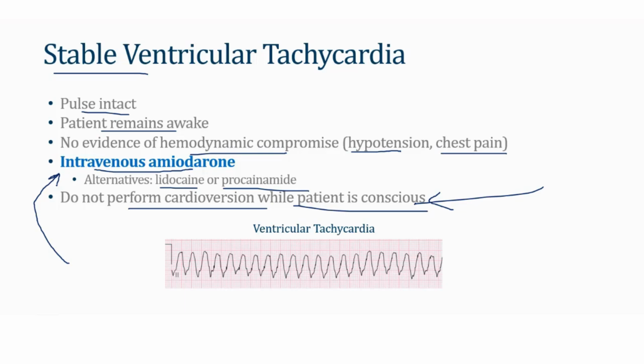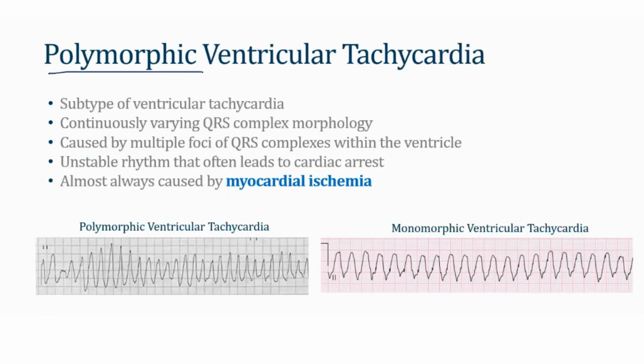But the important thing is to never shock a patient who is conscious. Polymorphic ventricular tachycardia is a subtype of ventricular tachycardia where the QRS complex morphology varies over time. If you look at the bottom right side of the screen, this is an example of monomorphic ventricular tachycardia. You can see that all the QRS complexes have the same shape.